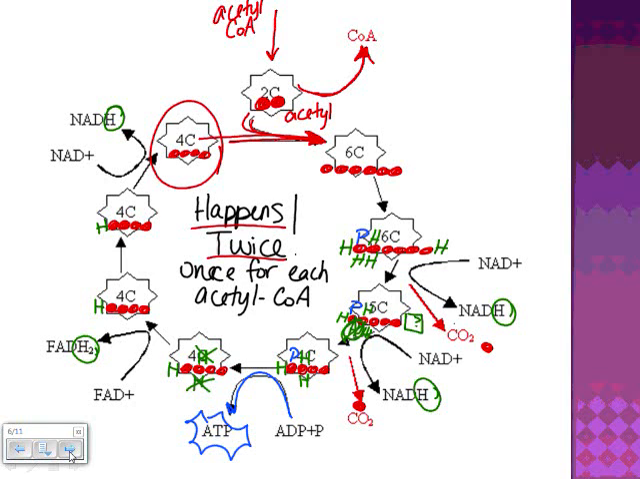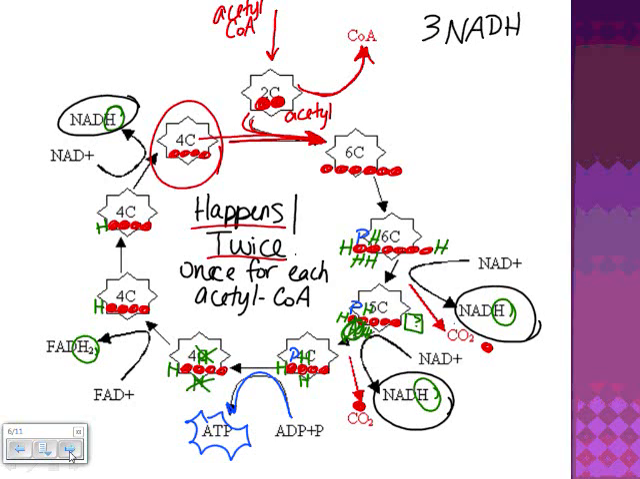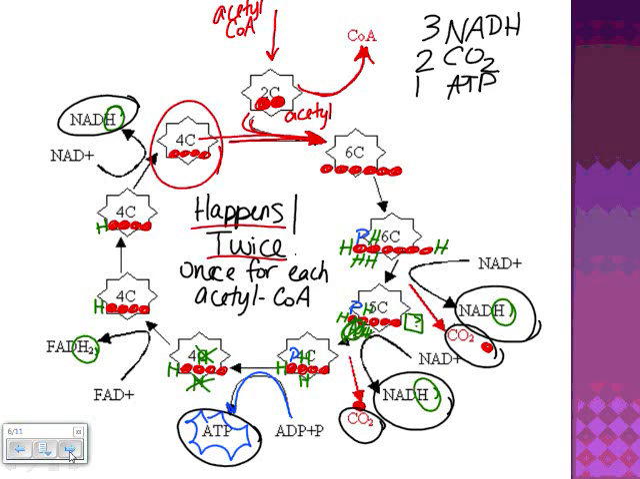So when we look at what we got, 1, 2, 3 NADH, which is a temporary energy molecule. We got 1, 2 carbon dioxides. We got 1 ATP, and we got 1 FADH2.